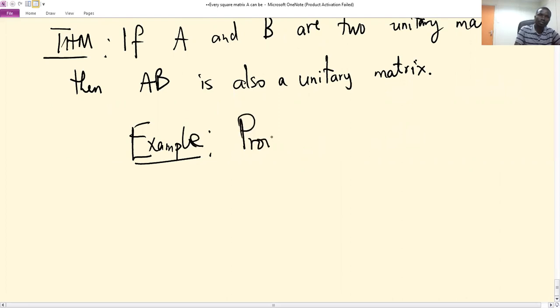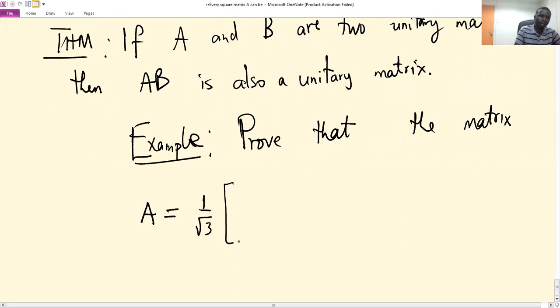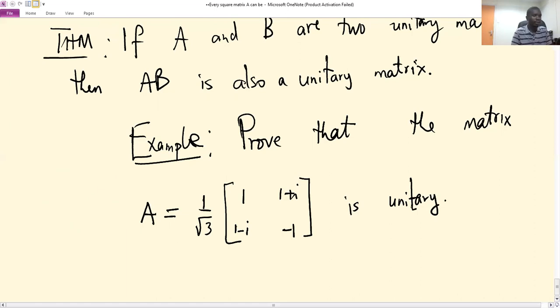Prove that this matrix given by 1/3, 1 plus i, 1 minus i, and minus 1 is unitary. Remember, the proof can easily be given if you know the definition of a unitary matrix.